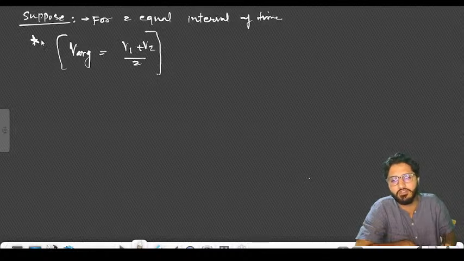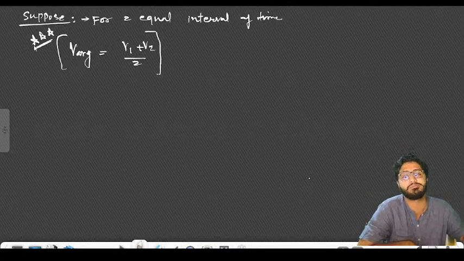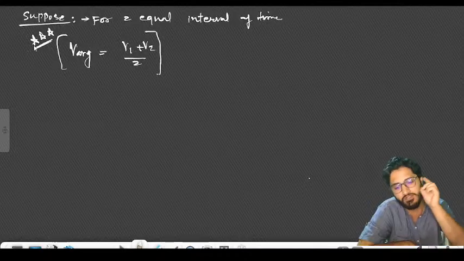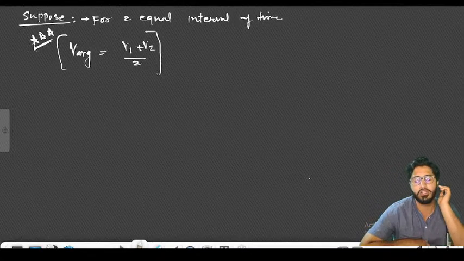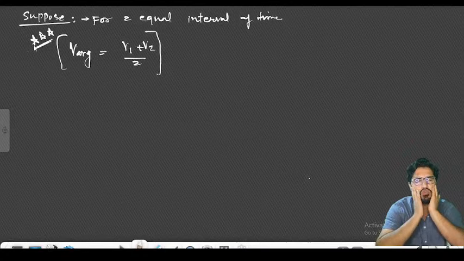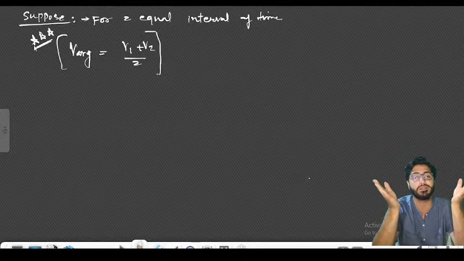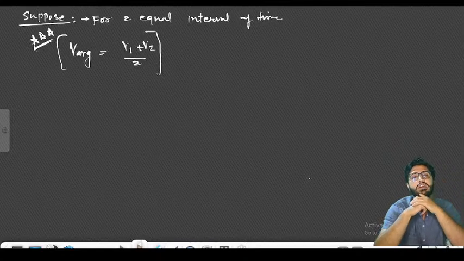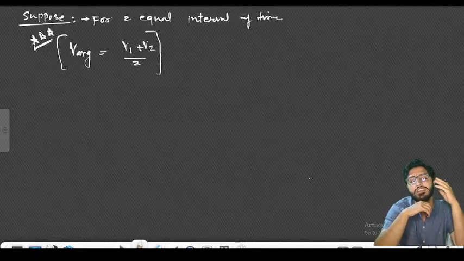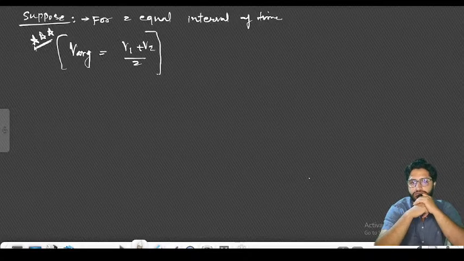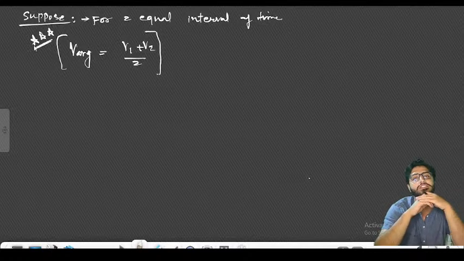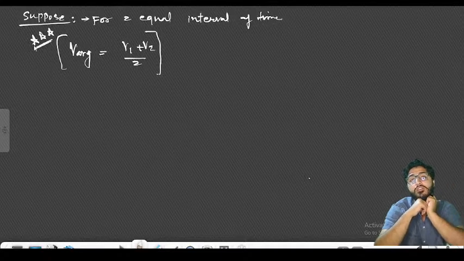This formula we derived, and after a couple of things we will be discussing some numerical based on this particular derivation. Look, if speed is given to us, and if an equal time interval is present. Suppose someone asks you, a boy is running with 3 meter per second in the first 1 hour. In the second 1 hour, he is running at 5 meter per second. What is the average speed? How will you find the average speed?